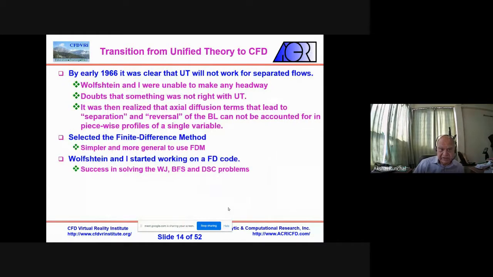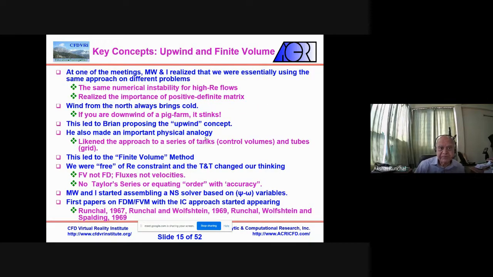So we decided to explore something else. I went to the mathematics department and said, what can I do? They said, well, try the finite difference method, and we switched to that. So we started working with the finite difference method. After a while, Wolfstein and I realized that we were essentially using the same approach on different problems. We were sharing the same numerical instability for higher Reynolds number flows, and we found later that this was related to not having a positive definite matrix for the system of equations.